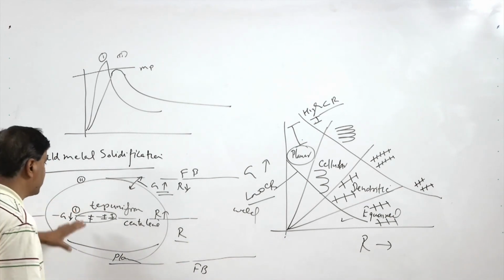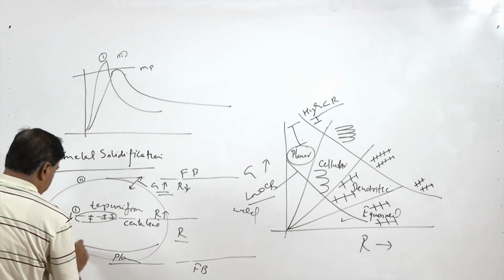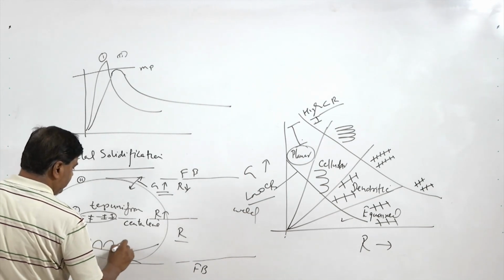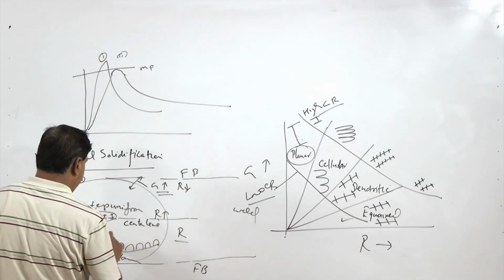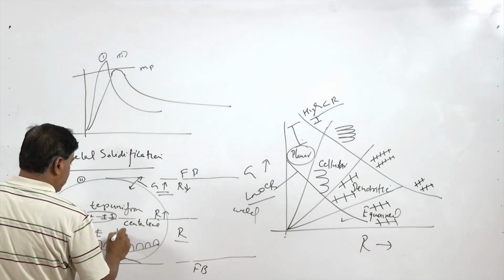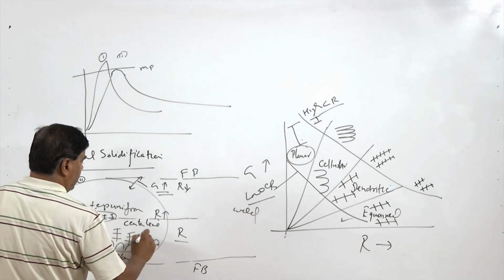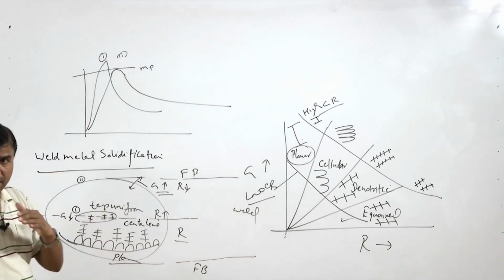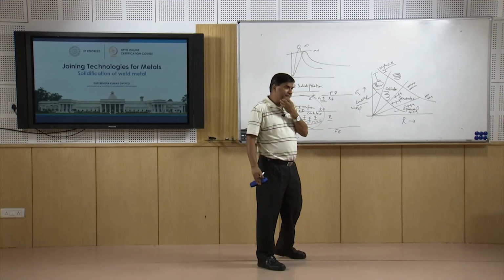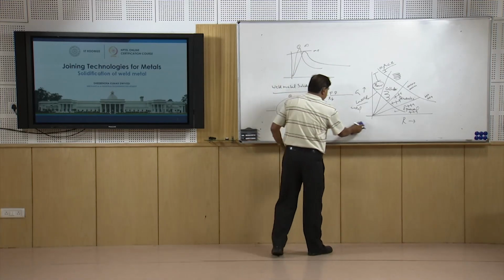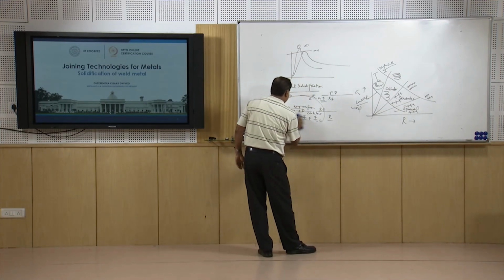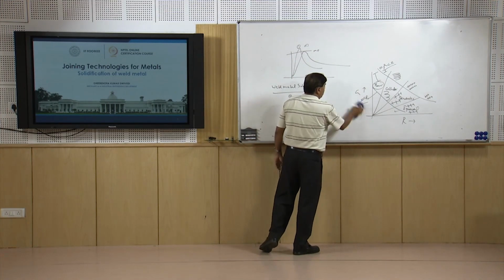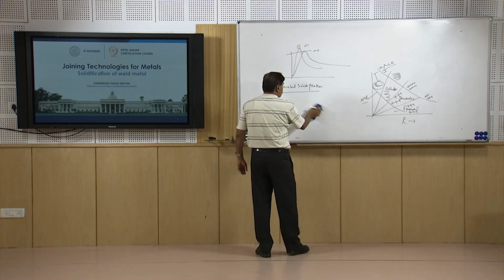That is why we see the continuous variation at the boundary. We have planar, then we have cells like this, and then we have the dendrites like this, and then equiaxed at the center. So that is why there is a continuous change in the grain structure from the fusion boundary to the center of the weld.